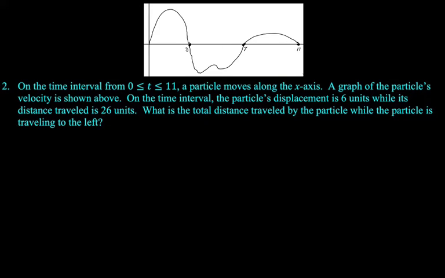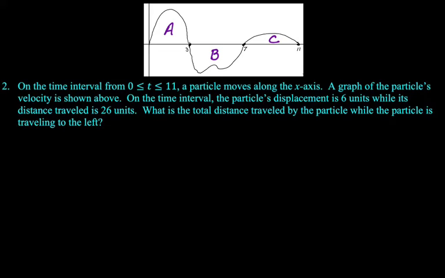On the time interval from 0 to 11, a particle moves along the x-axis. A graph of the particle's velocity is shown above. On the time interval, the particle's displacement is 6 units, while its distance traveled is 26 units. We want to know the total distance traveled by the particle while the particle is traveling to the left. All right, so I'm going to name these regions A, B, and C, and then just write down what we know based on it.